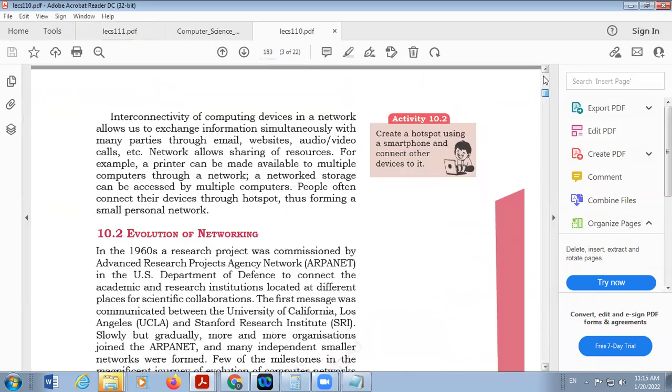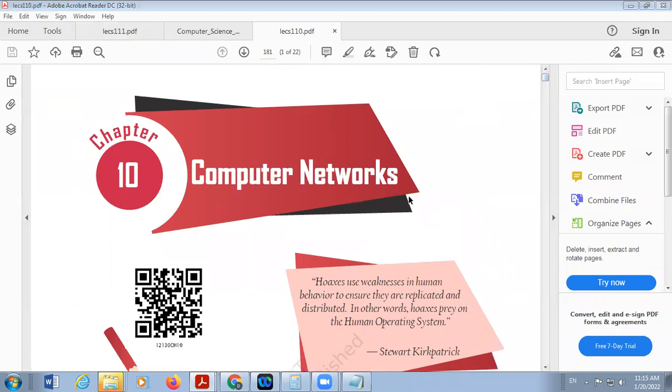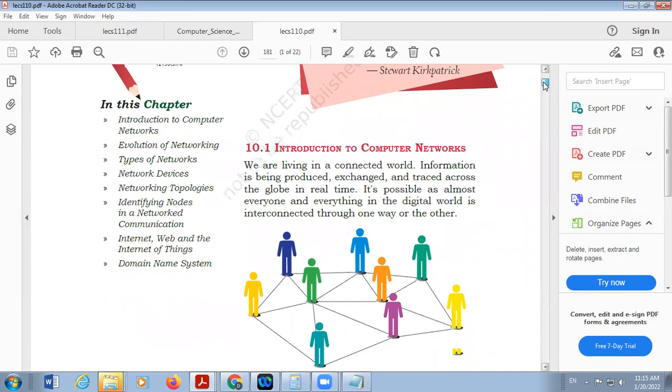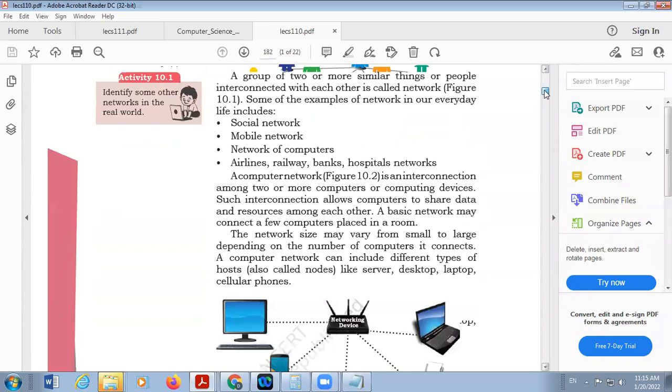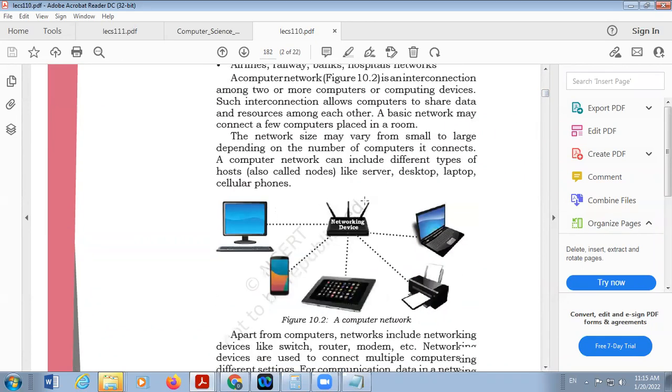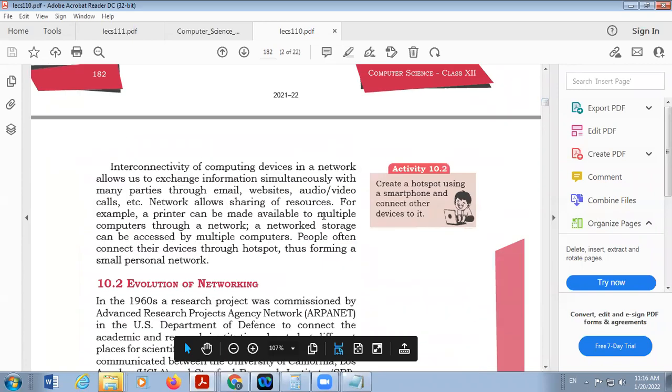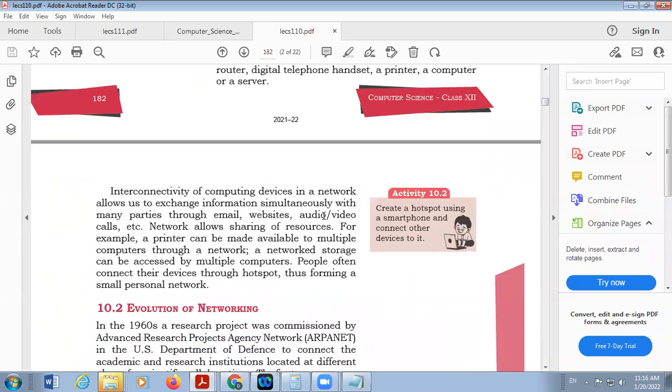So beta, in a computer network, what we have discussed so far, it is an interconnection of different computers. It is called a network. In normal life, there are social networks, mobile networks, networks of airlines, railway networks, bank networks. But in computers, when we connect different devices, and these devices are called nodes, we call it a computer network.